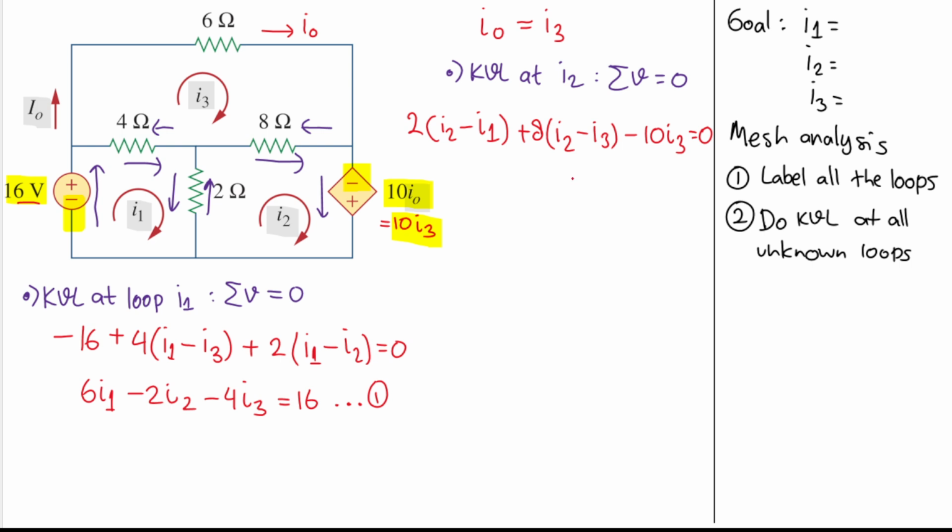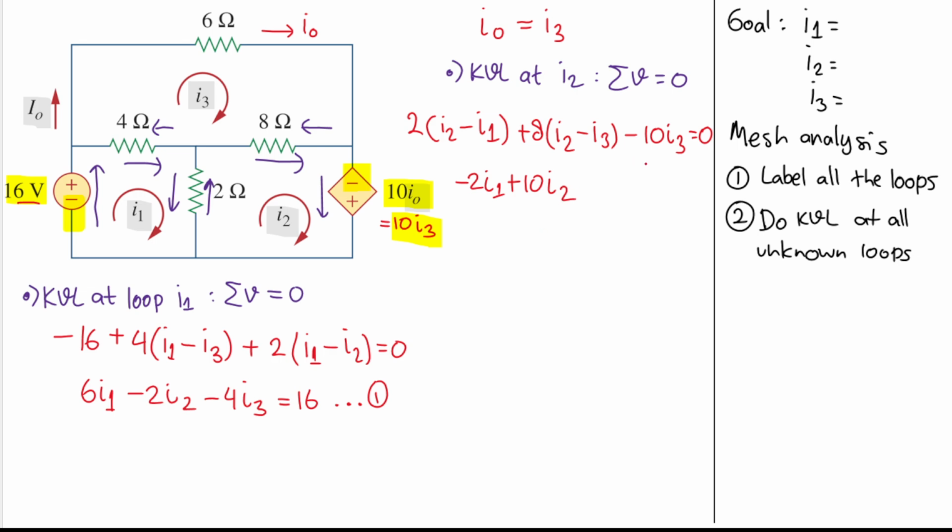Good. Now what can we do from here? Let's add them up, right? The I1 term only came from this one, but we have 2 of them with the negative sign, so I have minus 2I1. And then what else? I2 came from this term and this term, and so we will have 2 plus 8. That will be 10I2.